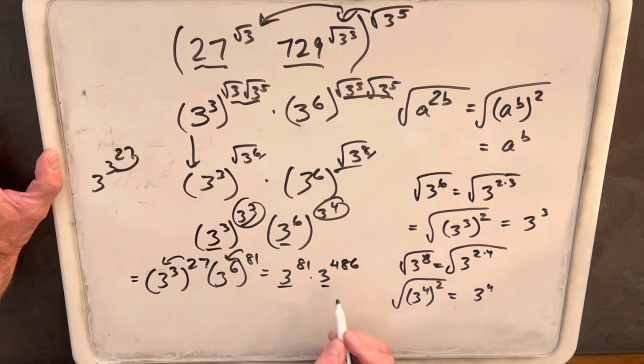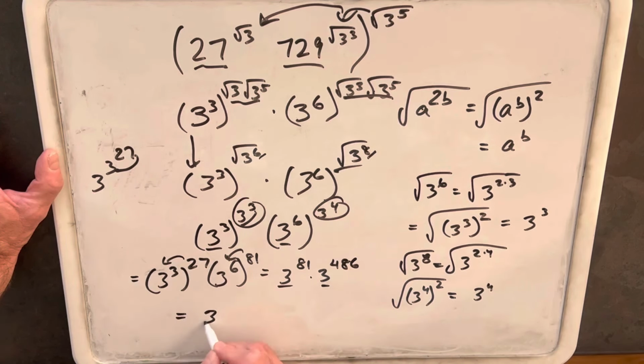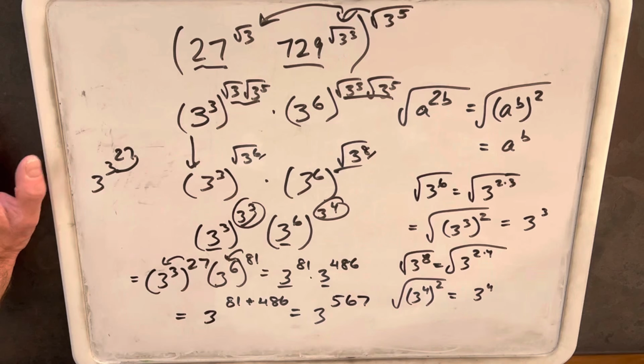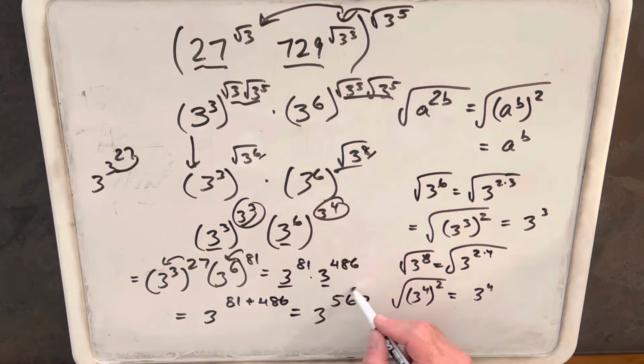And then because we have the same base, we can just add exponents now. And so we'll have 81 plus 486. And so for our final answer, we get 3 to the 567. And that's our answer.